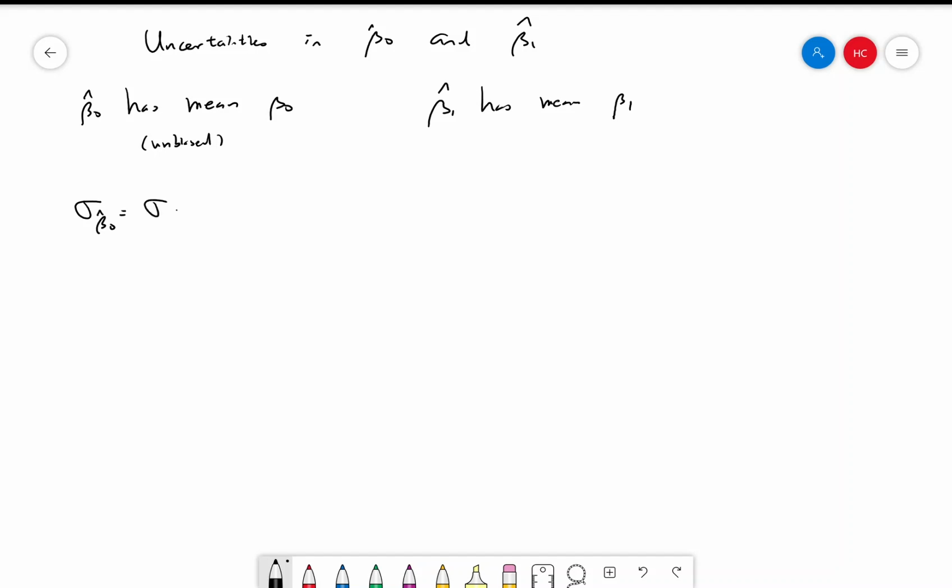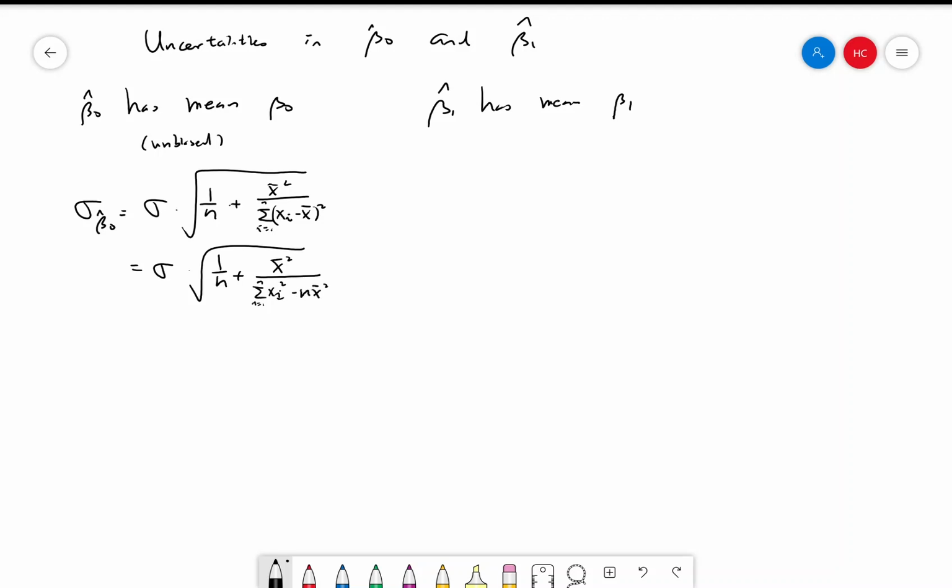Now, the standard deviation of beta 0 hat is this: sigma times the square root of 1 over n plus x bar squared over the sum of xi minus x bar squared, i from 1 to n. And remember, an easier way to calculate that denominator is the sum of xi squared, minus n x bar squared.